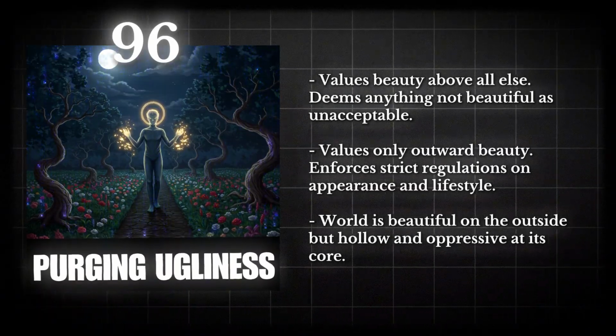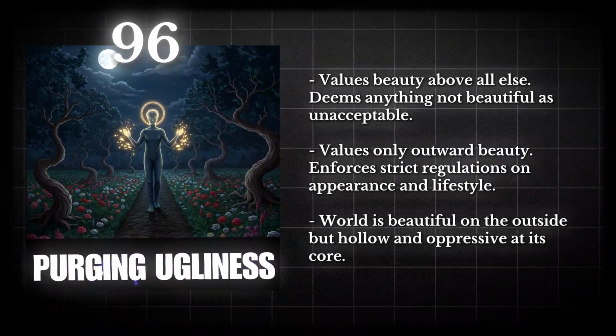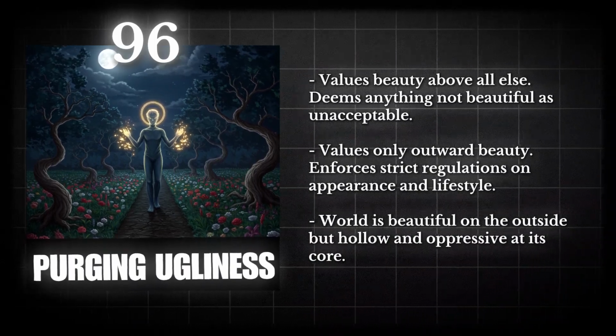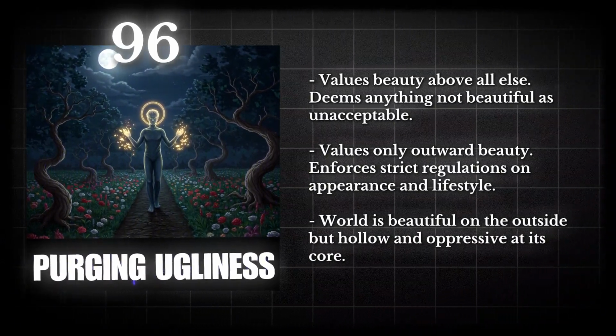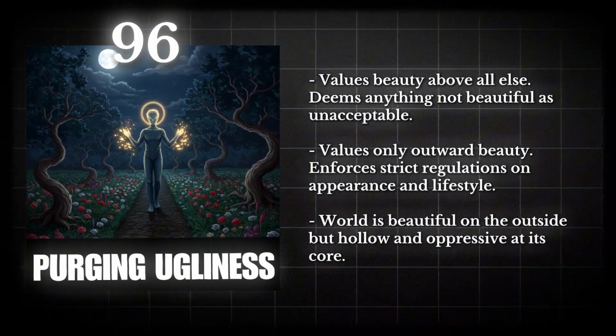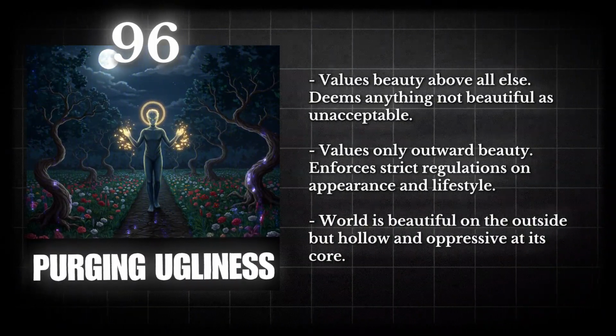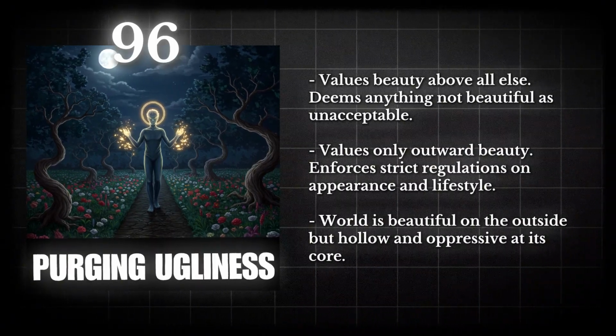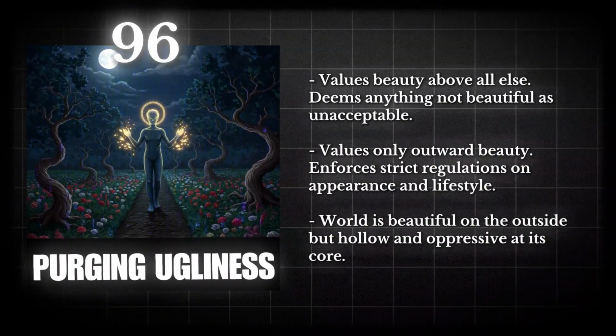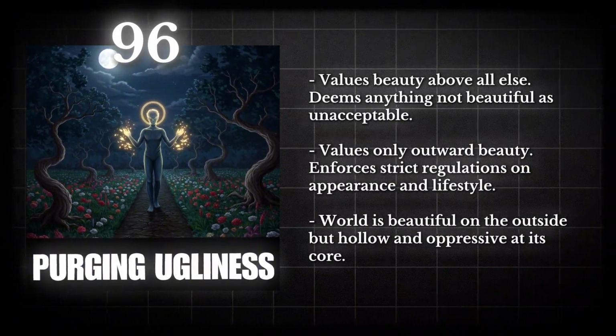96. Purging ugliness. The villain values beauty above all else. Anything not seen as beautiful is deemed unacceptable. They only value outward beauty and fail to recognize inner beauty. They enforce strict regulations on how people should look and live. The world they create might be beautiful on the outside, but it is hollow and oppressive at its core.